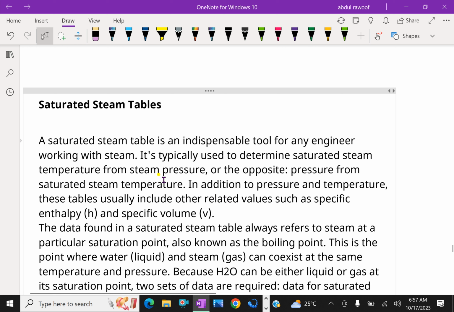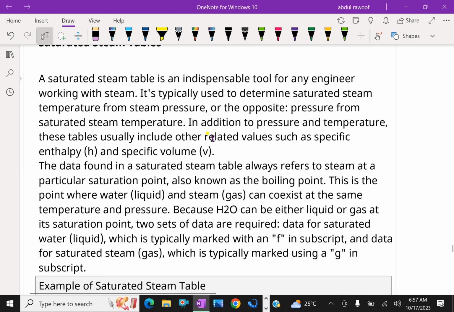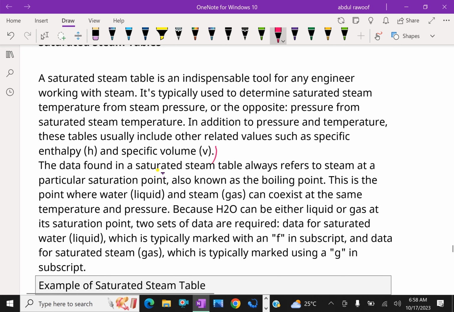Now we will discuss further the saturated steam tables. A saturated steam table is an indispensable tool for any engineer working with steam. It's typically used to determine the saturated steam temperature from steam pressure, or the opposite, that is pressure from saturated steam temperature. In addition to pressure and temperature, these tables usually include other related values such as specific enthalpy h and specific volume, which we can also find at a particular point.